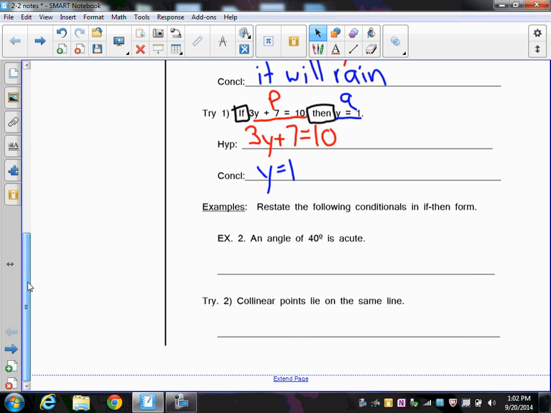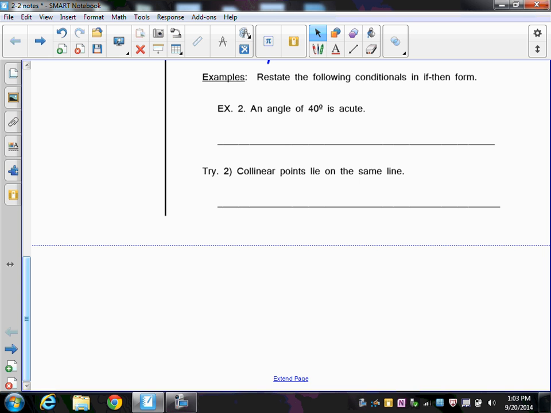We can also take a statement and turn it into an if-then statement or conditional statement. So this example says an angle of 40 degrees is acute. How we split the hypothesis and the conclusion is to look for the verb. So we look for the verb. This here is. And then we start it off. If, I'm going to write my hypothesis in red.